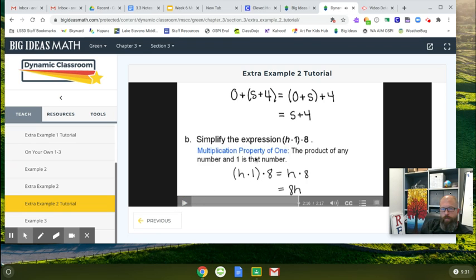There you have it. We are using these properties to rearrange these problems and get the finished expression that we need. This is as far as we can go because we don't know what h is right now. Okay? You guys are doing great. Don't get too stressed out.